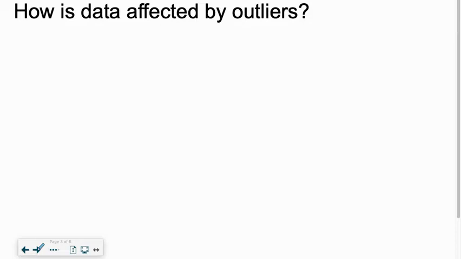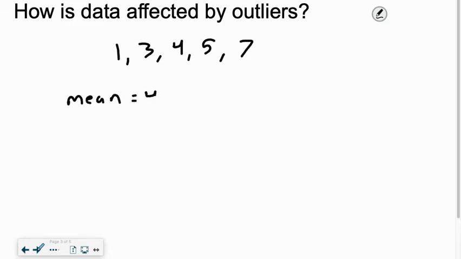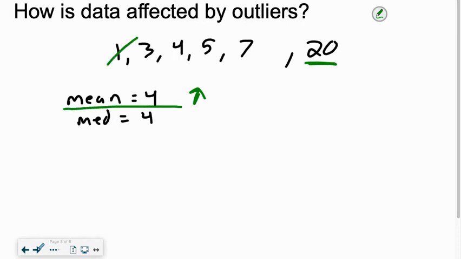How is data affected by outliers? So if I have that same list, the mean is 4 and the median is 4. An outlier is something that doesn't fit the normal pattern. So let's say we put a 20 on the end. That's way higher than the other things. What that's going to do is the mean's going to go up by a lot. So this 20 is going to greatly affect the mean. But the median, if we simply cross off, is only going to change to 4.5.